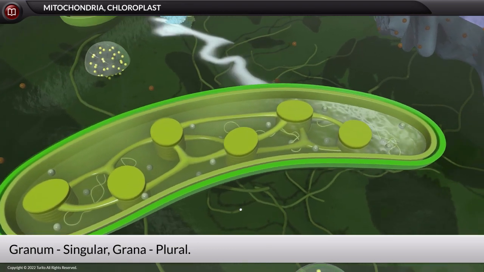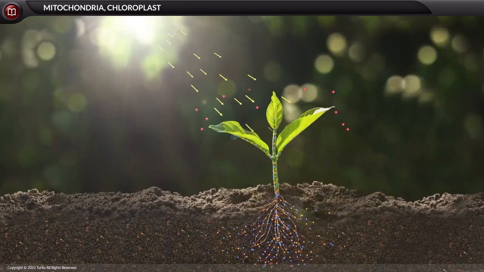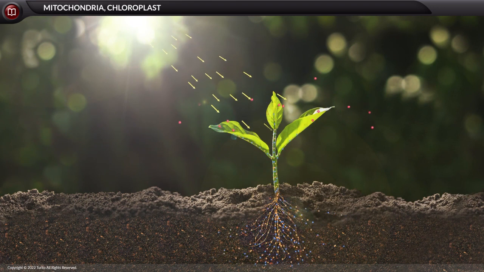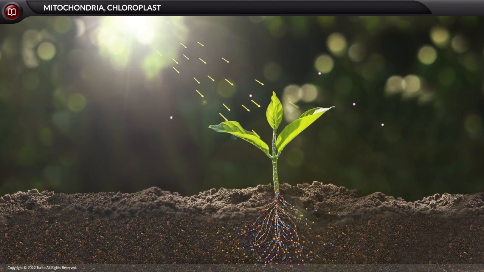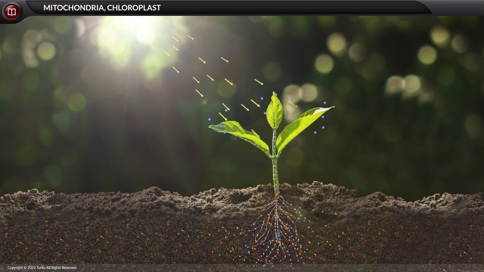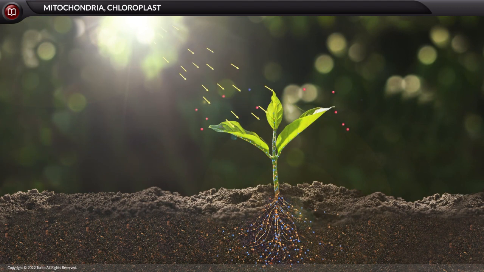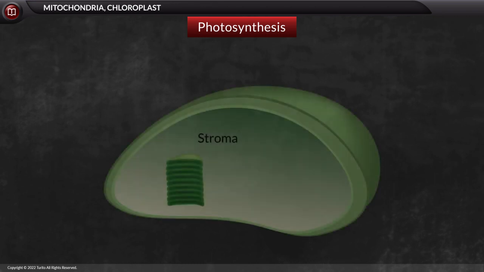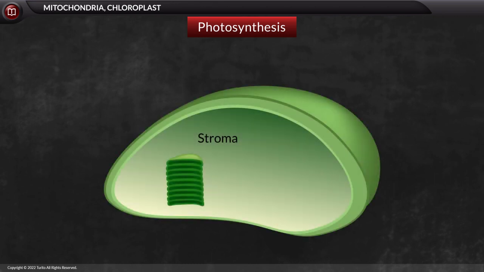Functionally, the chloroplast is involved in photosynthesis. Photosynthesis is a process by which plants transform light energy into chemical energy. The energy from sunlight is harvested and used to drive the synthesis of glucose from carbon dioxide and water in the presence of the photosynthetic pigment, chlorophyll. In photosynthesis, 6 molecules of carbon dioxide and 6 water molecules are utilized to generate 1 molecule of glucose and 6 molecules of oxygen.